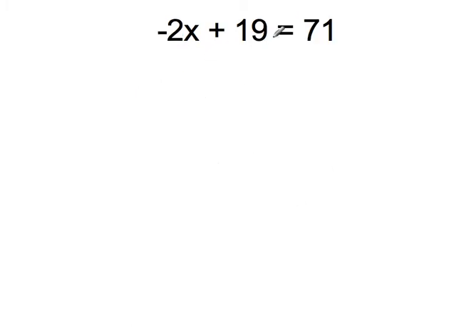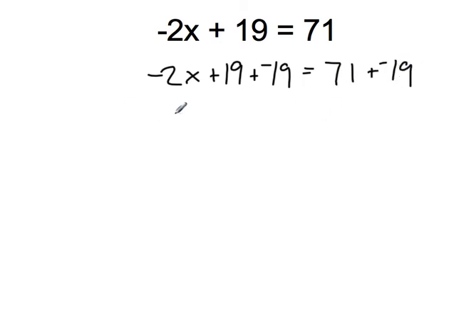Alright, so let's look at this one. See, this is an example where I would not use the multiplication property first, because I'd have to multiply this side by negative 1/2, and 19 times negative 1/2 is not a nice number. So I would use the addition property of equality first. What do I add to 19 to make it become 0? What's its additive inverse? That'd be negative 19. And then I have to do the same thing to this side, 71 plus negative 19.